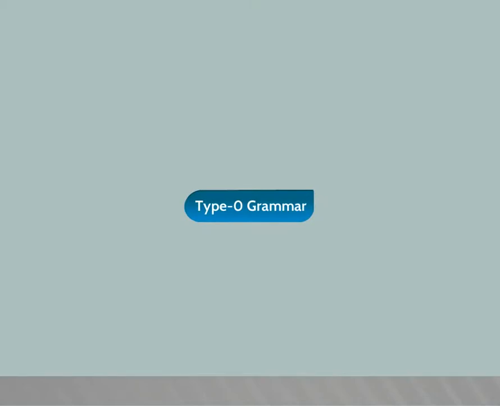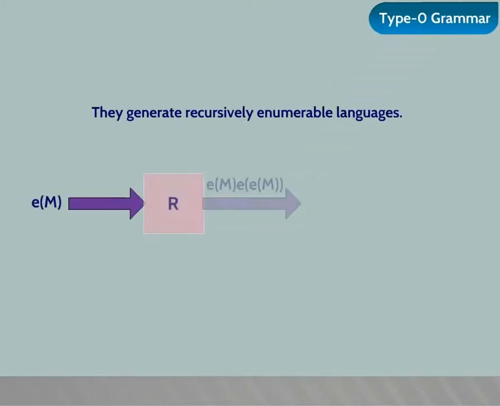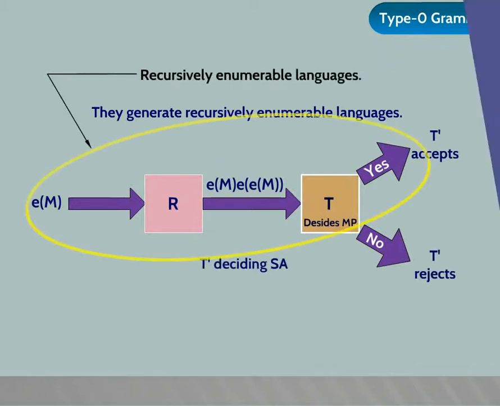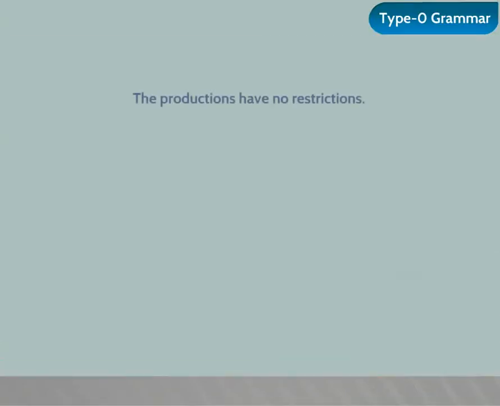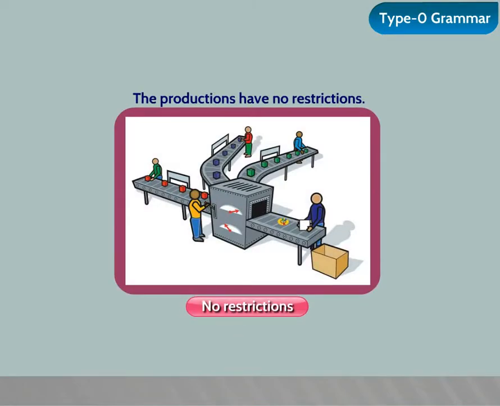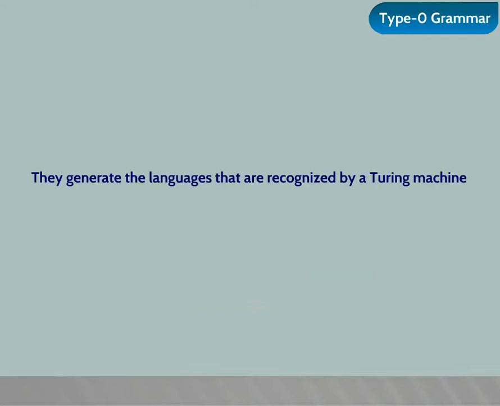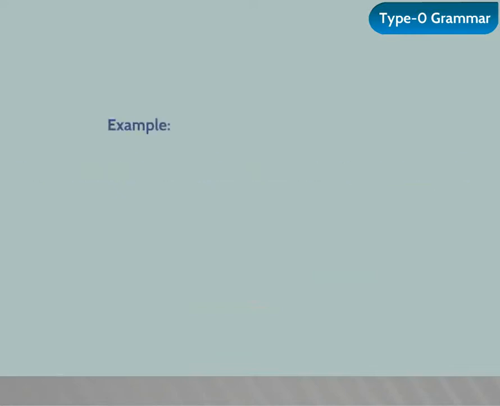Type 0 grammar. They generate recursively enumerable languages. The productions have no restrictions. They generate the languages that are recognized by a Turing machine. Example: S → ACaB, Bc → acB, CB → DB, aD → Db.